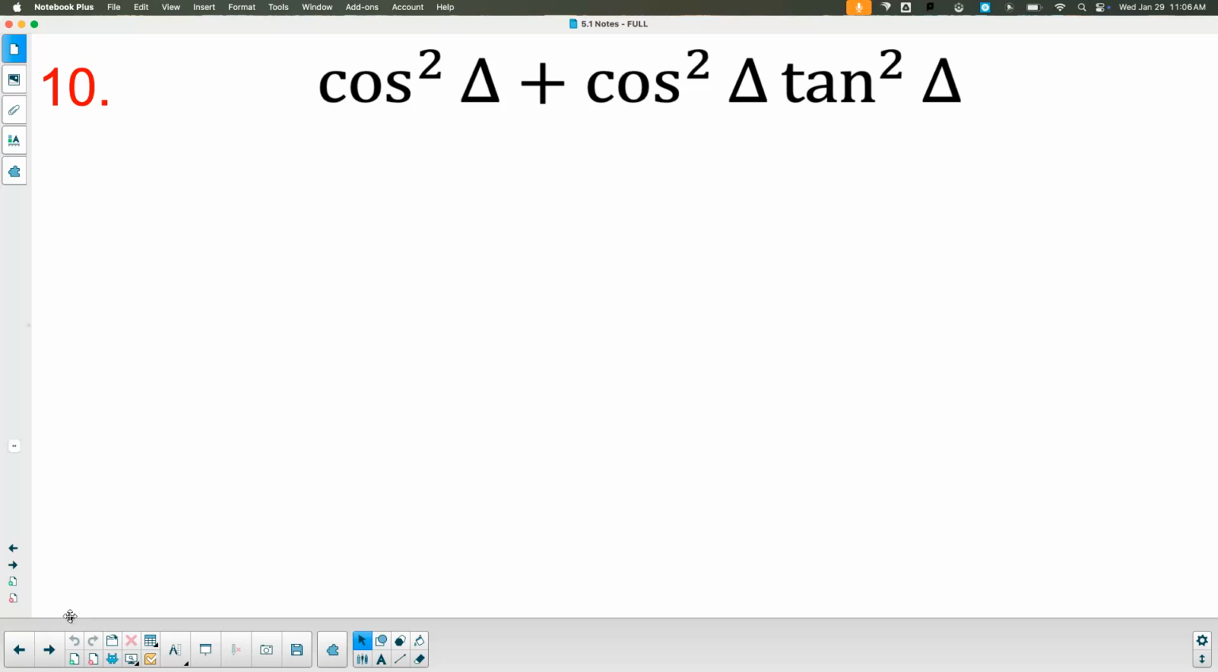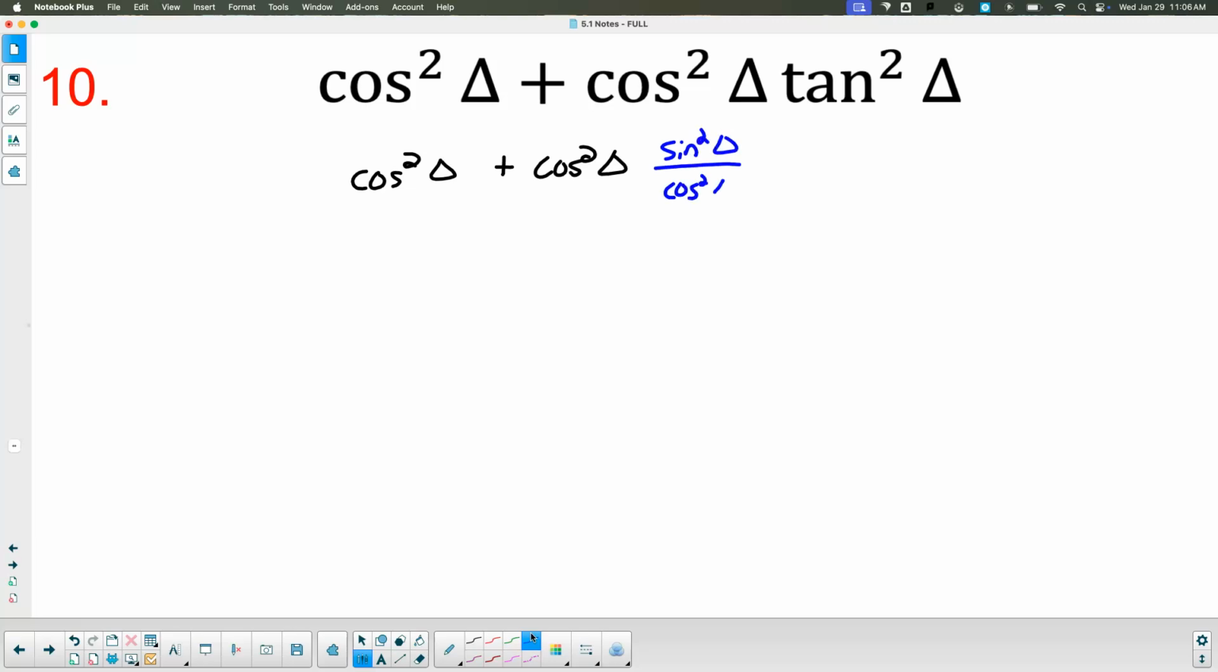What do you want to do first? Switch tangent? Okay, that's one way of doing it. Yeah, I'm okay with that. So you would say then that this would have been cosine squared of delta plus cosine squared of delta times sine squared of delta over cosine squared of delta. Like that? Yep, I'm fine with that.